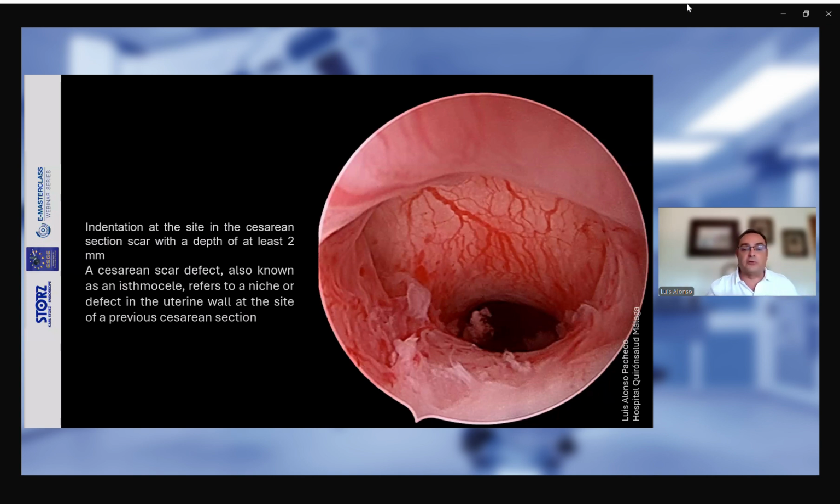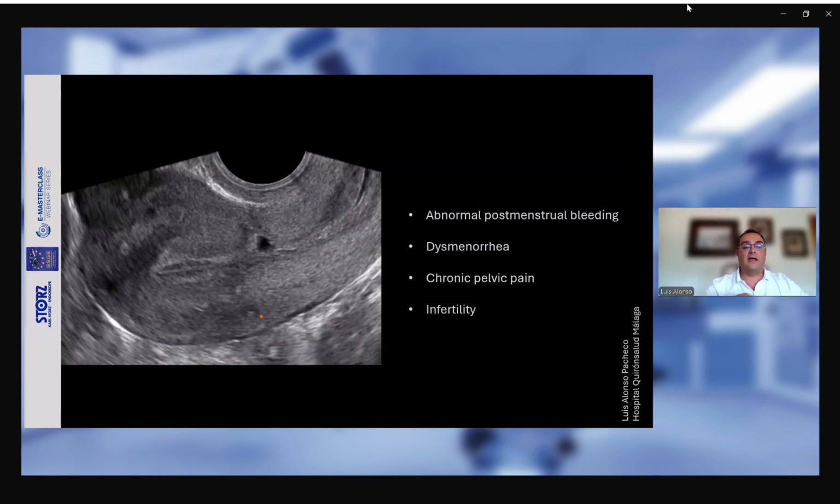And there are sometimes problems related with this C-section. Sometimes the healing process of the cesarean section scar is incomplete, and in that situation, there is a disruption in the myometrium at the site of the uterine scar. In 2019, a European task force defined the cesarean scar niche as an indentation at the site of a previous cesarean section, with a depth of 2 millimeters. So keep in mind those 2 millimeters in the site of the C-section.